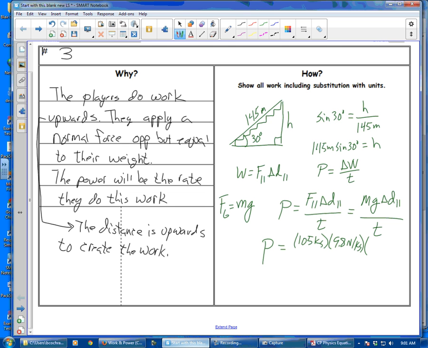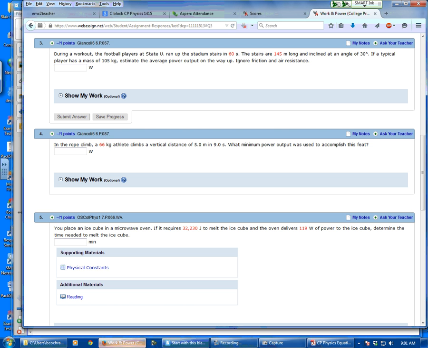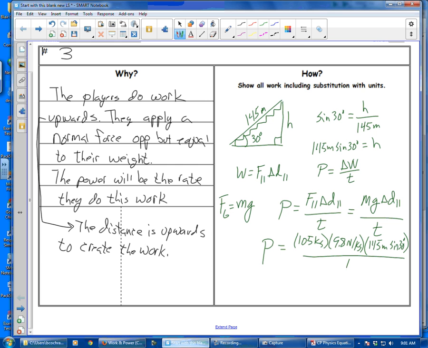And my distance that's parallel to that force is my h, which is 145 meters, sine 30 degrees. And my time, they told me, was 60 seconds. And that's going to end up giving me a power in joules per second, which is equivalent to a watt.